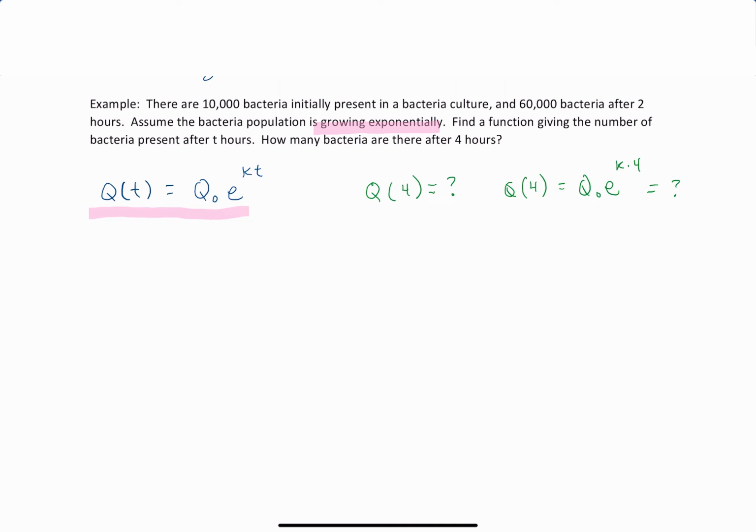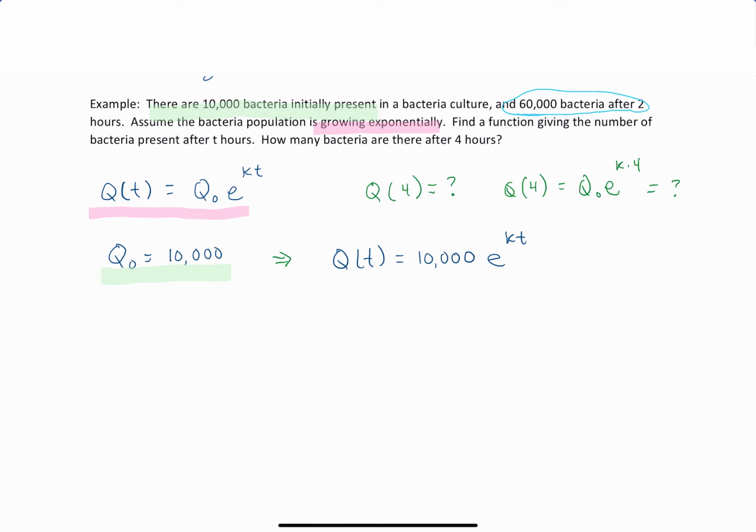Well, let's look at the other information we were given. We were told there are 10,000 bacteria initially present. Hey, that's our initial quantity. That's saying Q sub 0 is 10,000. So 10,000 bacteria initially present goes along with Q sub 0 equals 10,000. Knowing that Q sub 0 is 10,000, that means we have a more specific exponential growth model. We know that our quantity at time t is going to be 10,000 times e to the kt. But in order to answer questions with a calculator, we still need to know what k is, and that's why we have this other information.